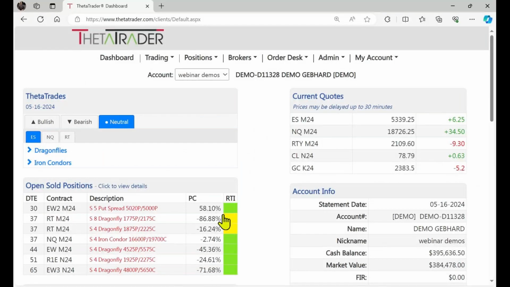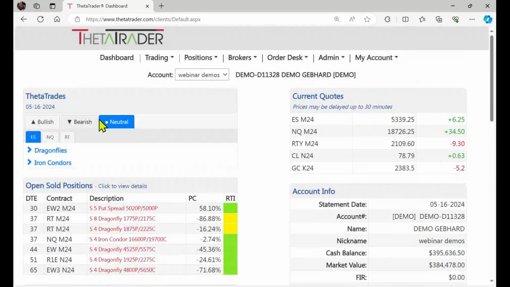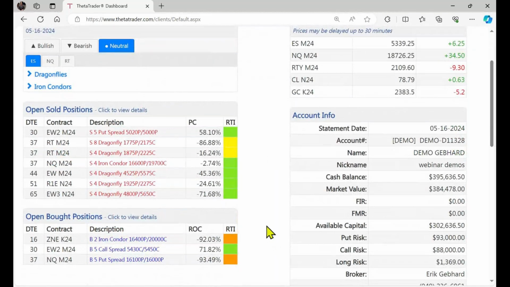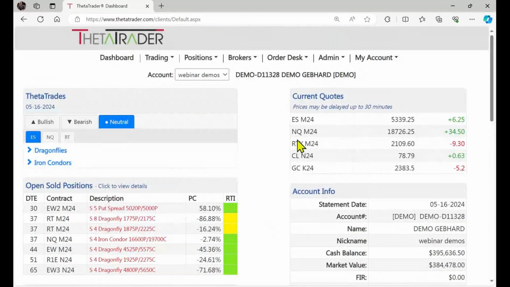All right, what you're doing now is looking at Theta Trader. This is our proprietary options trading platform. And this is just a demo account we use for these types of tutorials. You can see here we have Theta trades every day. Here's our open short positions, open long positions. This is your account information pulled directly from your trading account, and then any current price quotes here.